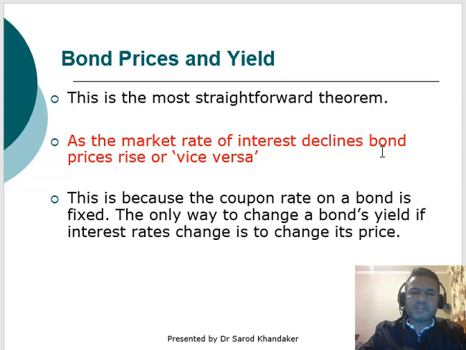The first theorem is bond prices and yield. This is the most straightforward theorem. As the market rate of interest declines, bond prices rise and vice versa.